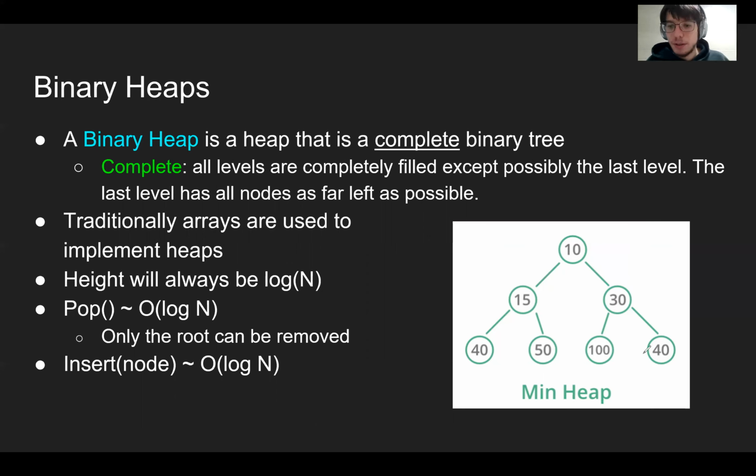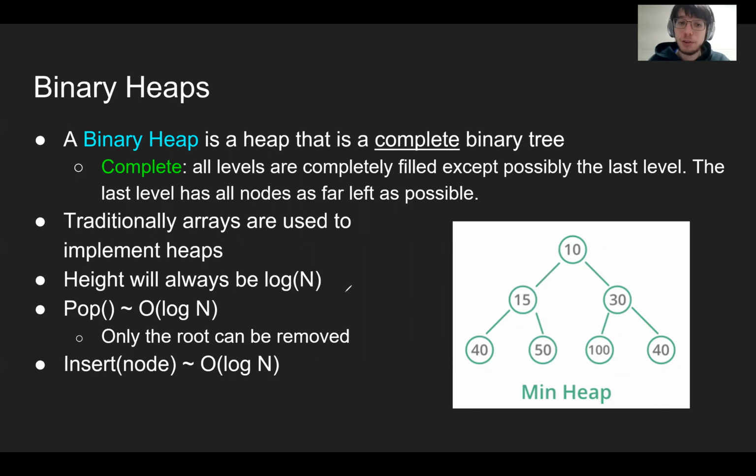So even if this 40 wasn't here, this is a complete tree. And even if this 100 isn't here, it's a complete tree. But I can't remove this 40, because that's not complete, because this 50 isn't as far left as possible. Okay, and that's the idea of a complete tree, if you don't remember.